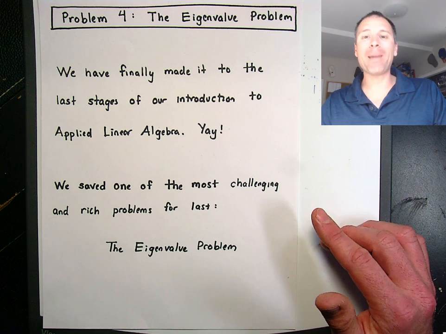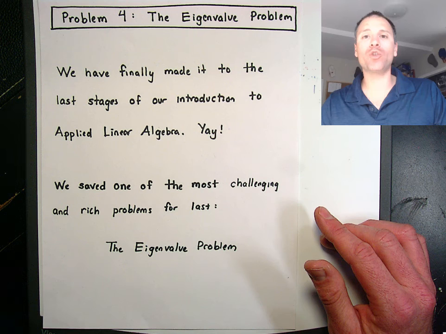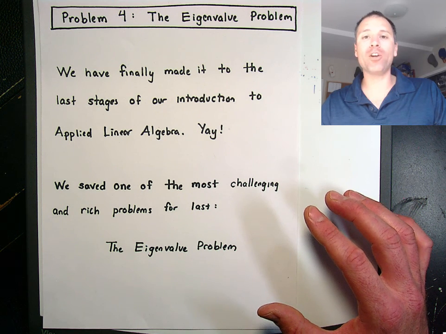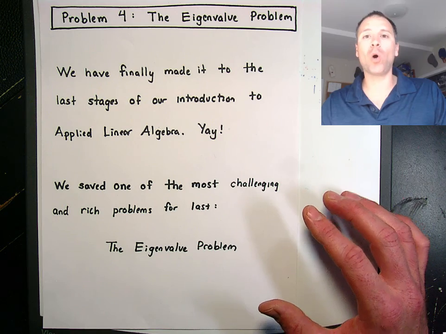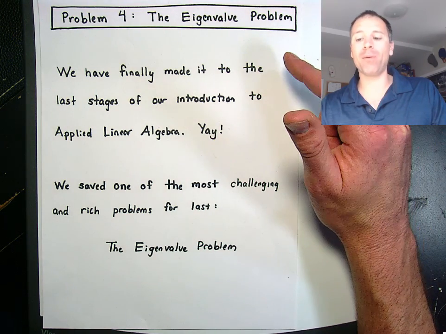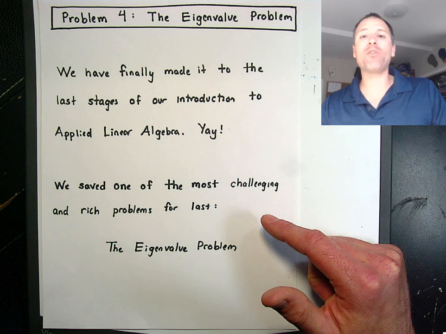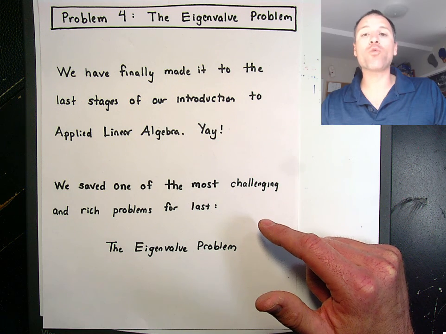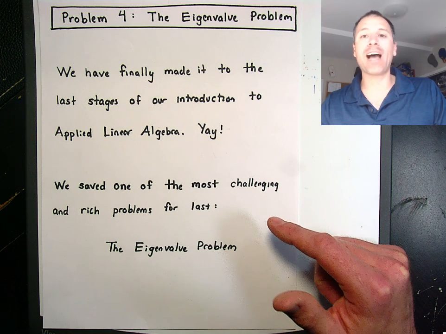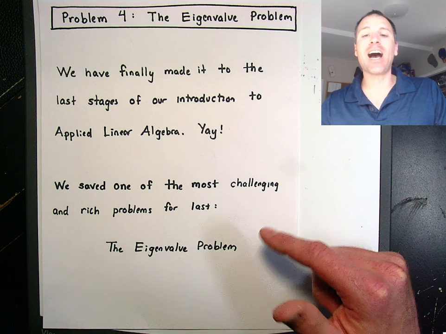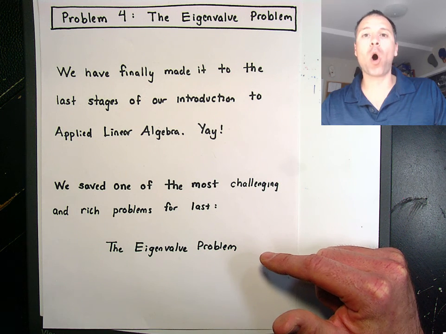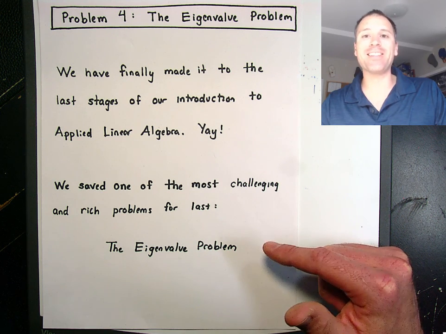We finally made it to the end of our introduction to applied linear algebra. This last sequence of videos is going to focus on something called the eigenvalue problem. I would say that we saved one of the most challenging and rich problems for the last one that we studied. This eigenvalue problem is going to show up all over the place. You'll see that in this video.